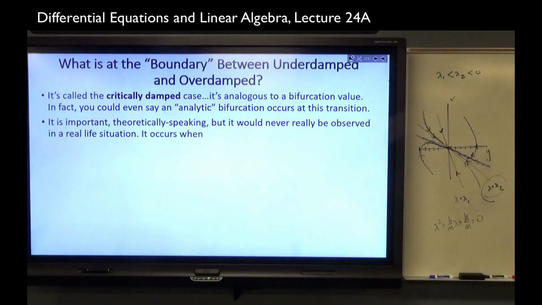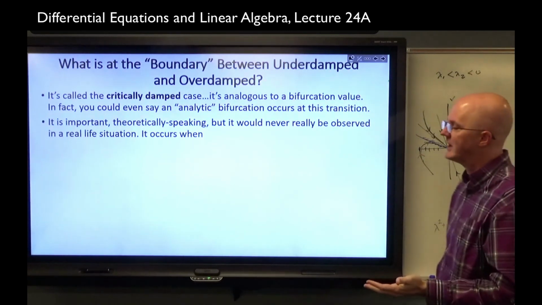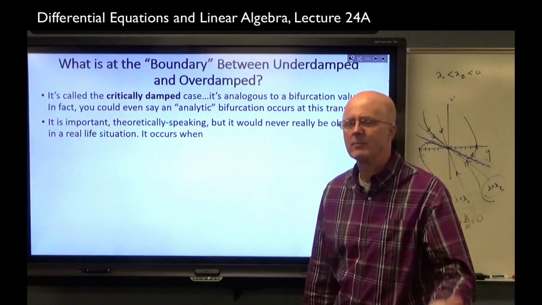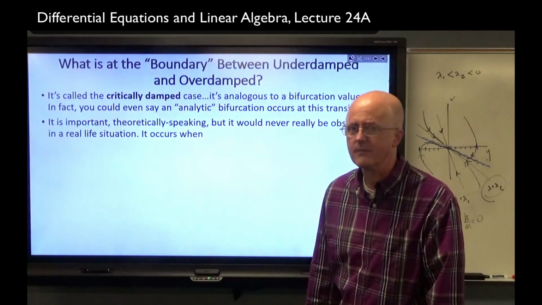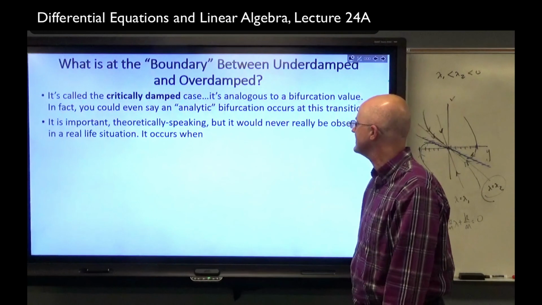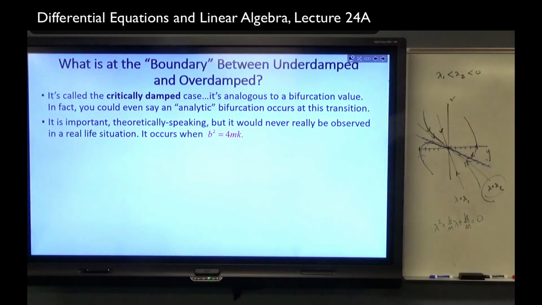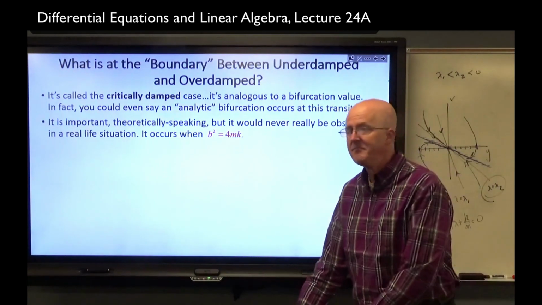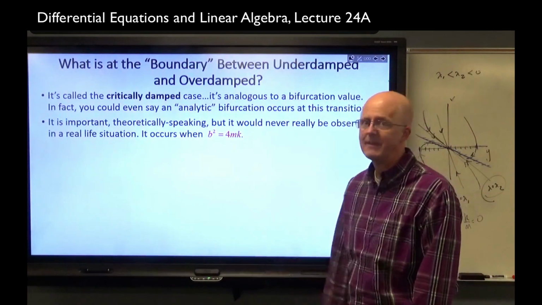This critically damped case is important, theoretically speaking. However, you never really observe it in a real-life situation. You never observe the undamped case either. Why? Because it occurs exactly when this equation is exactly true. The square of the damping constant has to be 4 times the mass times the spring constant exactly to be in the critically damped case.